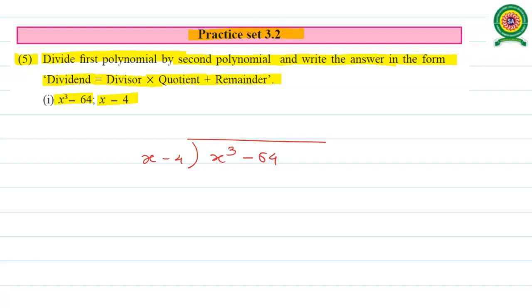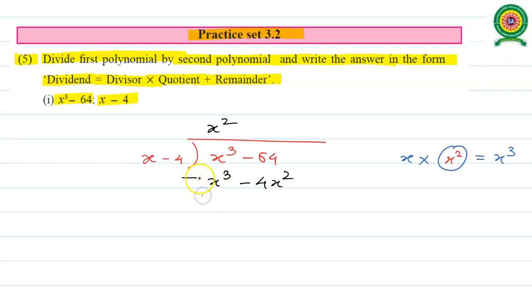So now we have x and we require x cube. So x into some value gives x cube. Once we multiply x by x square, we get x cube. So try to multiply the divisor by x square. Now x square into x gives x cube, and minus 4 into x square gives minus 4x square. Now we are in the division.